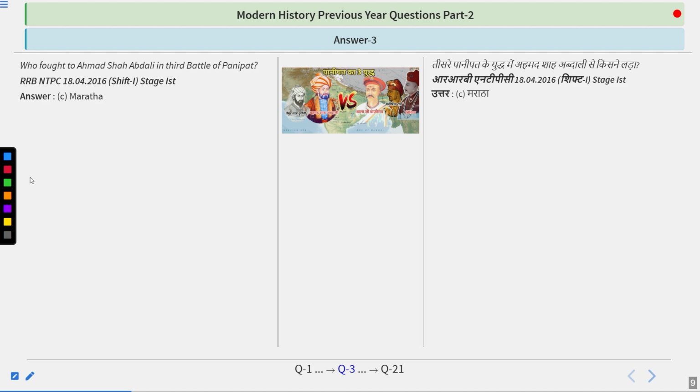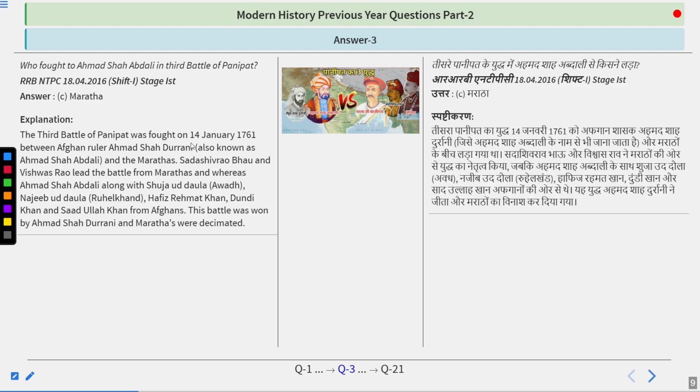The answer is Maratha. The third battle of Panipat was fought on 14 January 1761 between Afghan ruler Ahmad Shah Durrani and the Marathas. Sadashiv Rao Bhau and Vishwas Rao led the Marathas, whereas Ahmad Shah Abdali fought along with Shuja ud Daula, Najib ud Daula, Hafiz Rahmat Khan, Dundi Khan, and Saadullah Khan. This battle was won by Ahmad Shah Durrani, and the Marathas were decimated.